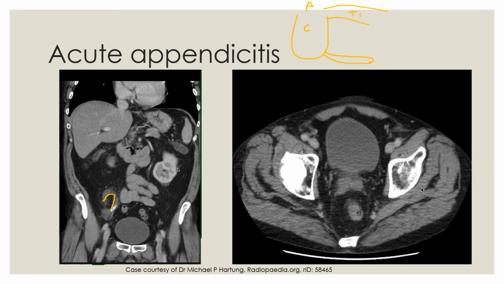This is our appendix, and it's dilated, thick-walled, and it contains high-density structures inside. And these high-density structures are appendicoliths, which have caused obstruction at the appendiceal origin. So the appendicoliths are actually present here, and it's caused obstruction to the appendix, and everything distal to this becomes fluid-filled and dilated.